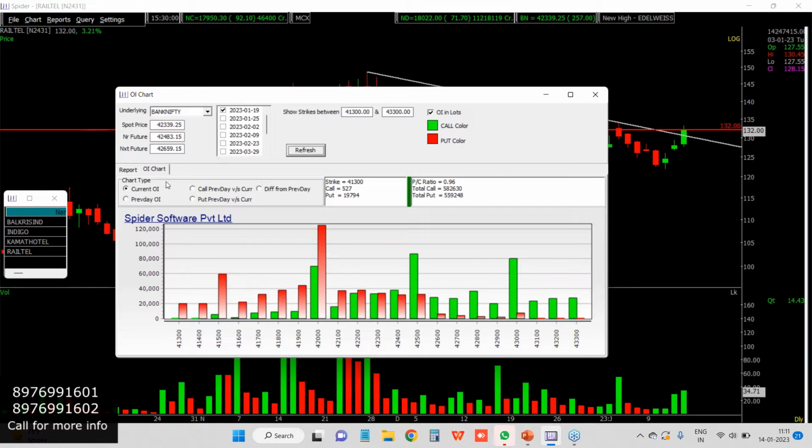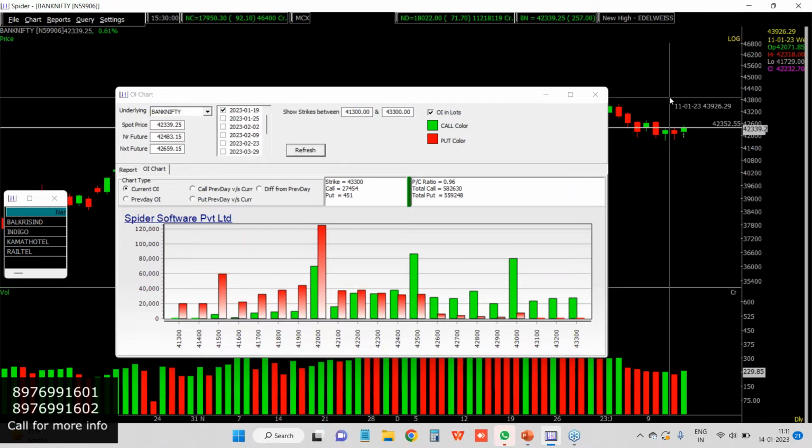First off, by default, it will be ticked on current OI. Now what does current OI mean? We have currently selected the expiry of the 19th. From when this contract opened, from that day till the current day, how much open interest is there? It is showing us that data. So this is the total open interest from when the contract started. If you look at this, I'll open the Bank Nifty chart in the background as well. I'll open it on intraday.